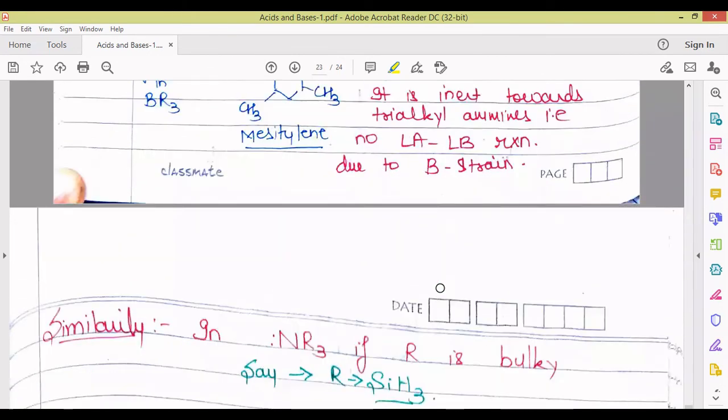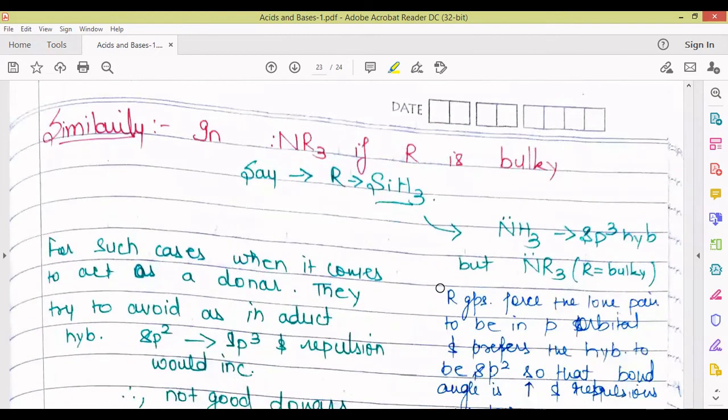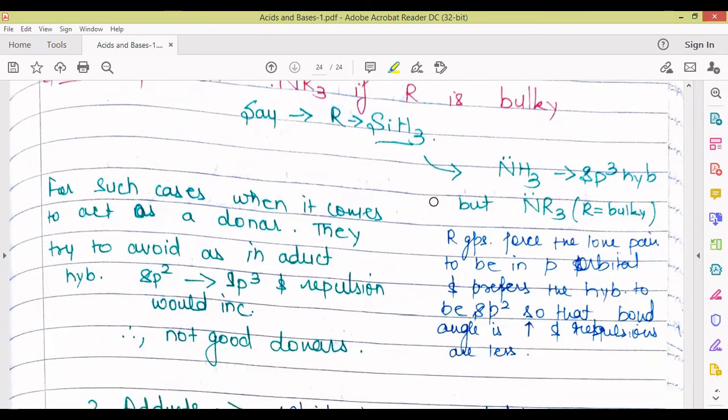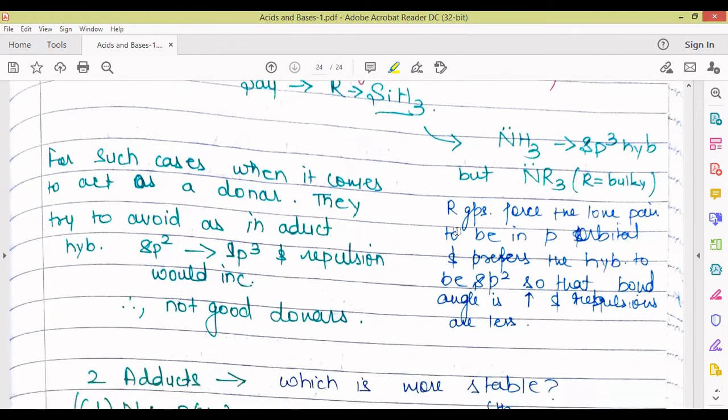So this is all about B strain, and here we are also considering a second example, where we will be talking about back strain in the base, that is NR3. If the R group is bulky here, say the R groups are SiH3, then ammonia is sp3 hybridized. If R is bulky, that is SiH3, what will happen here?